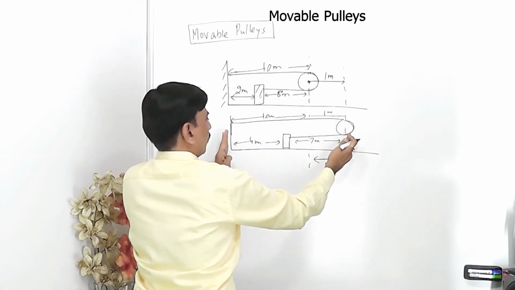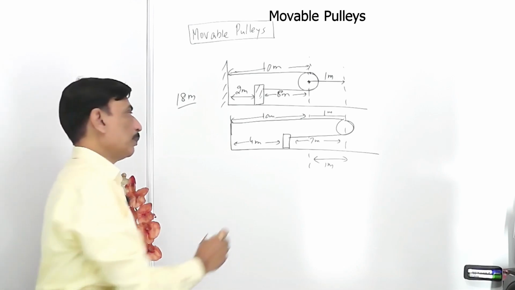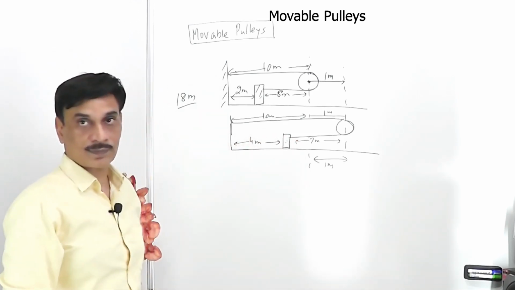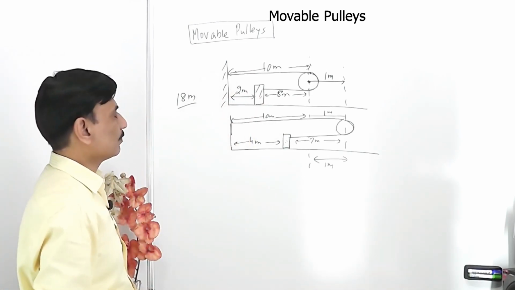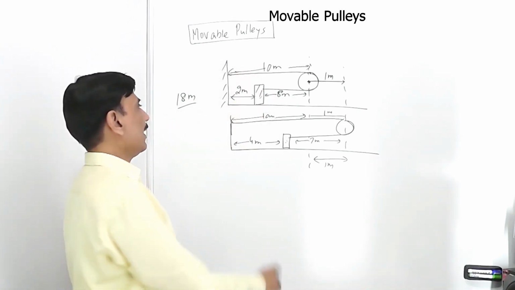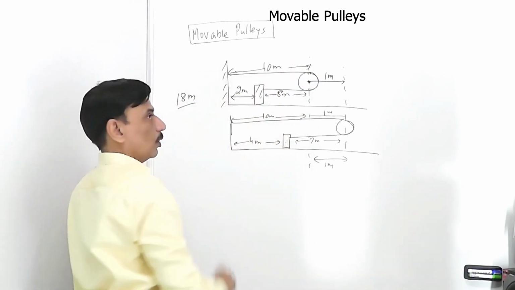This is 11, so obviously this is 11. If this is 7, then this distance is 4 meter. So now the block is at a distance of 4 meter from the wall. Initially it was at a distance of 2 meter. What we have done is we have moved in this arrangement where one end of the string is fixed to the wall, this is a movable pulley, and over there is a block.